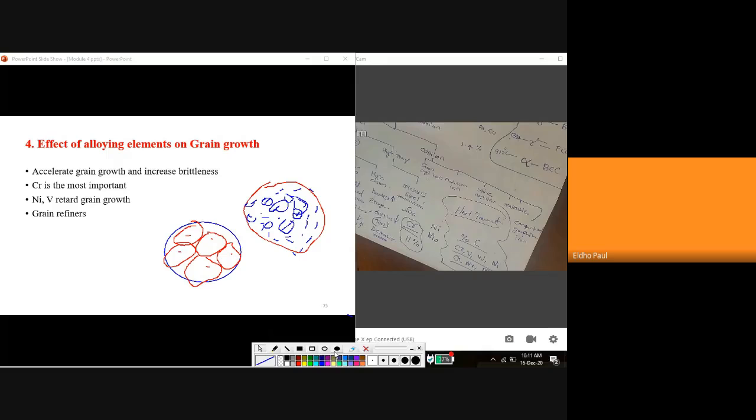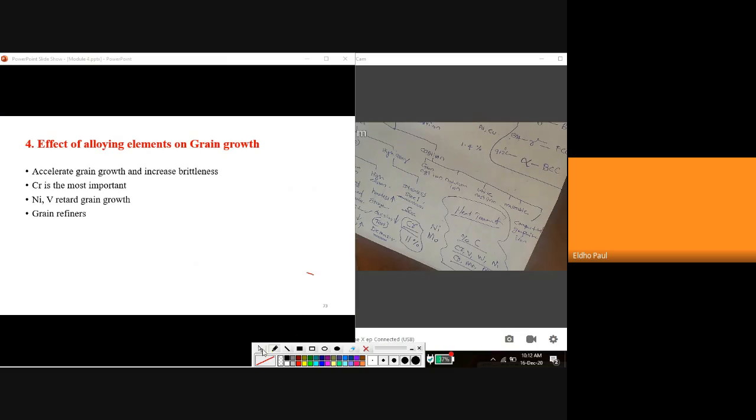If we produce a coarse grain, then the material will be a ductile one. If we have smaller grains or finer grains, the strength will be very high. So that is another property.